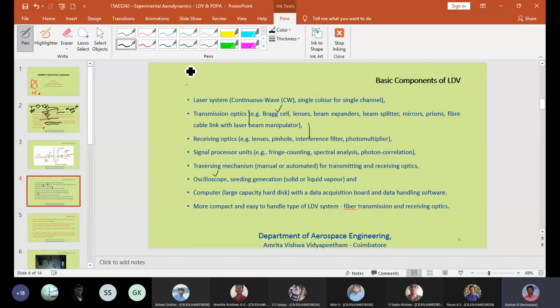What is the purpose of that? For transmitting your laser light or receiving the laser light.